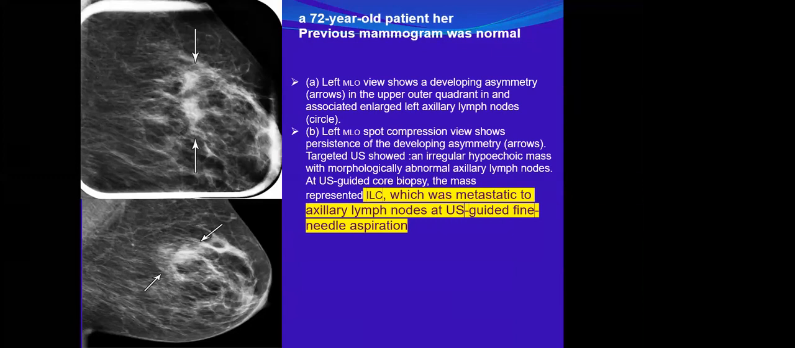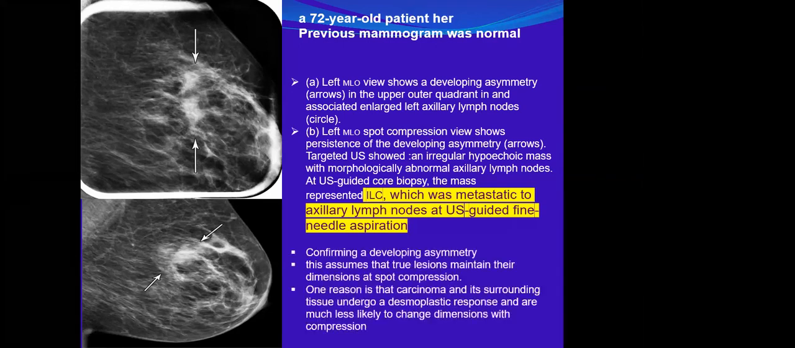So this lady has a developing asymmetry in her left breast that did not disappear or dissolve on spot compression, and at ultrasound there was a mass, biopsy proven to be invasive lobular carcinoma with metastasis to the axillary lymph nodes. So, confirming a developing asymmetry, assume that true lesions maintain their dimensions on spot compression.